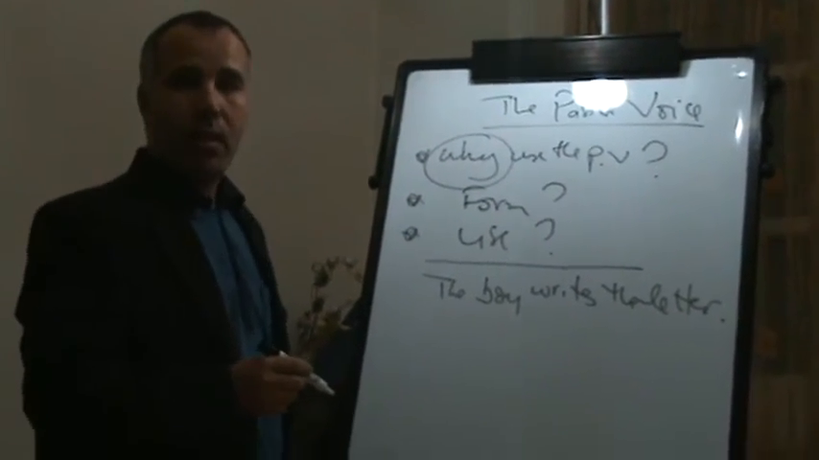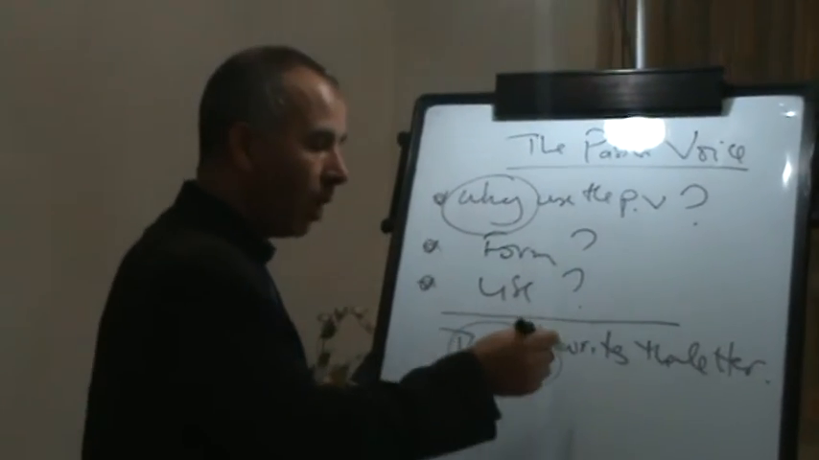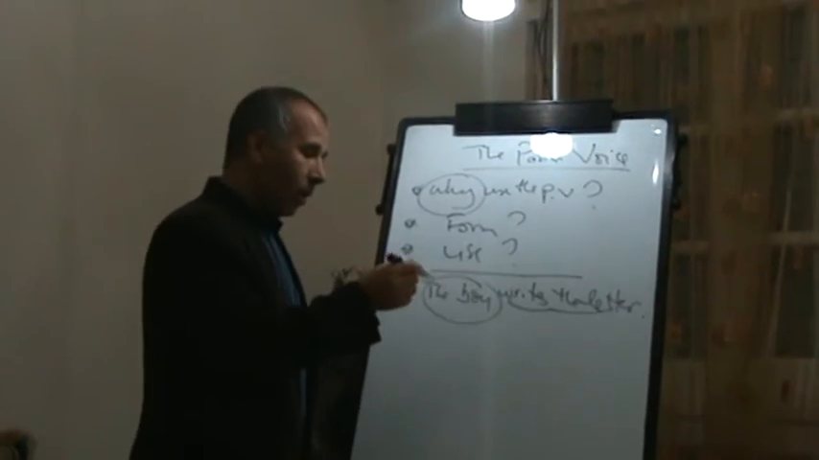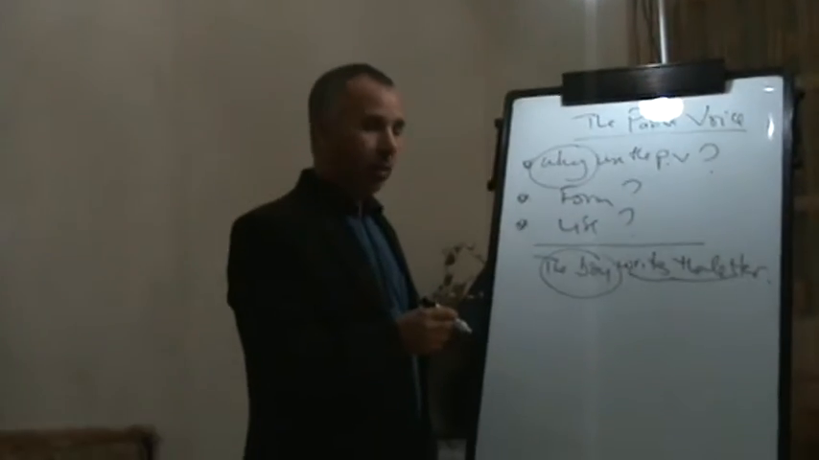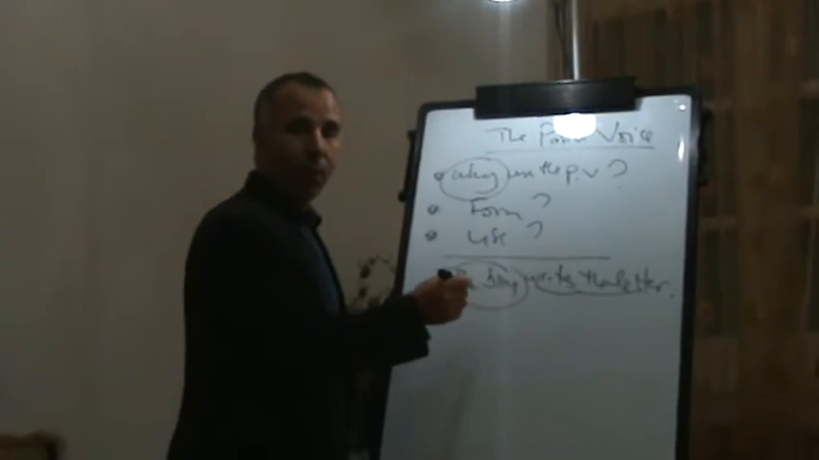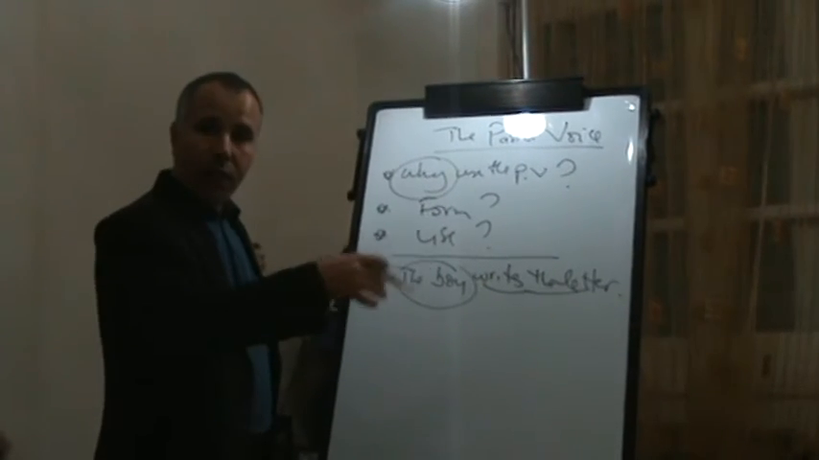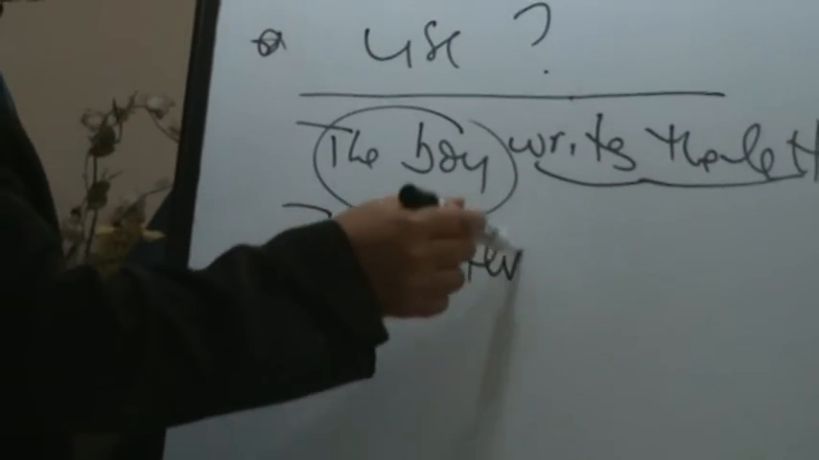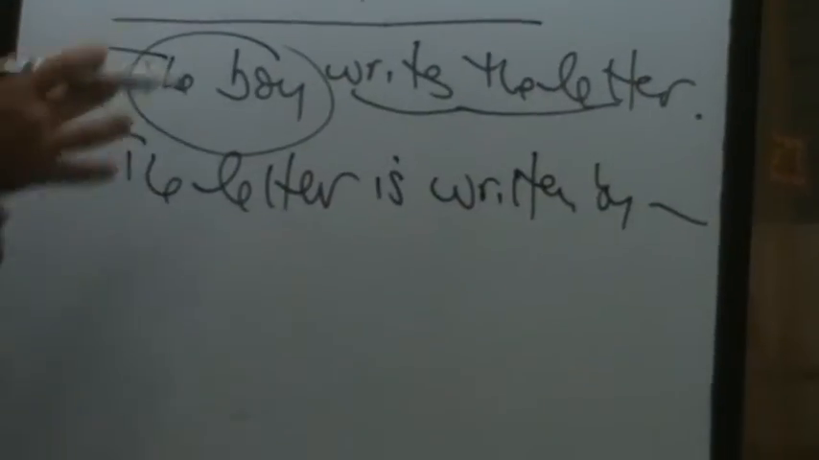Where is the agent? The agent is the boy. The verb or the action is writing the letter. Here, focus is laid on the boy and of course also on the writing of the letter. Here the boy is very important. In the passive voice, it's totally different. We reverse the sentence. We say the letter is written by the boy.